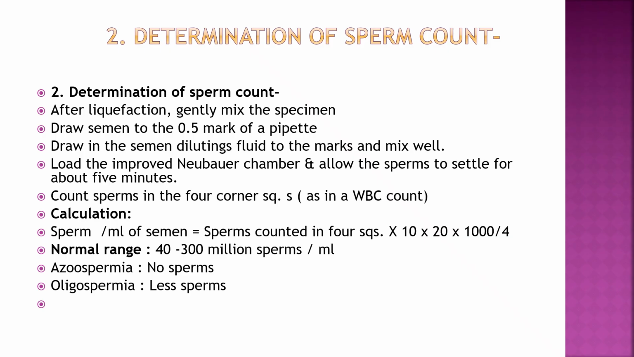Azoospermia is when no sperms are seen, and oligospermia is when less than 40 million sperms per ml are seen in a count. So it is significant for infertility.